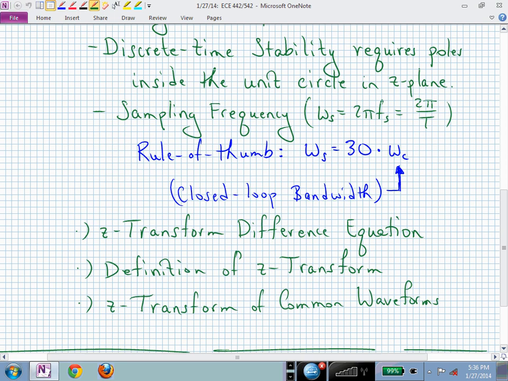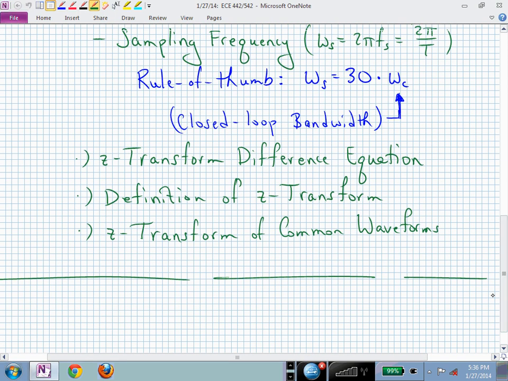Then we'll say, where can we use this, or what's going on? Let's then define the Z transform relative to what we've done for the Laplace. Hopefully we're remembering the Laplace transform definition. And then we'll look at transforming some common waveforms.